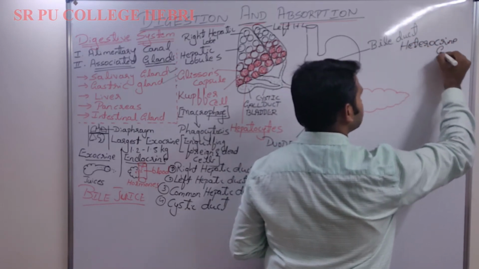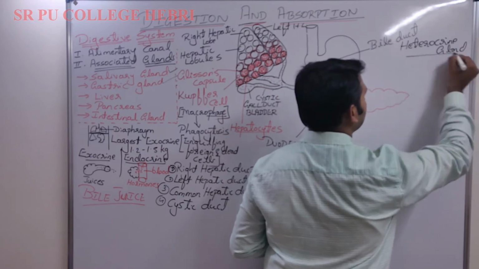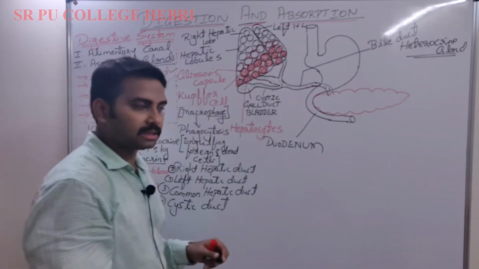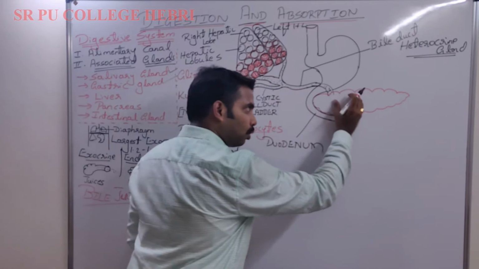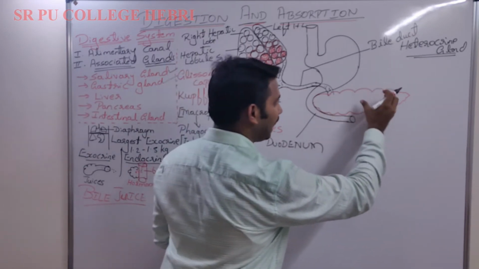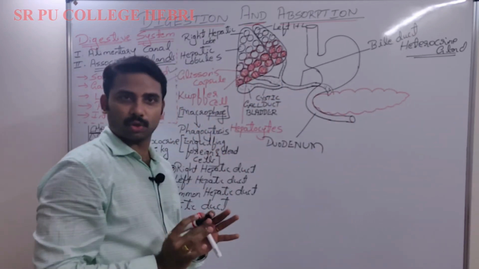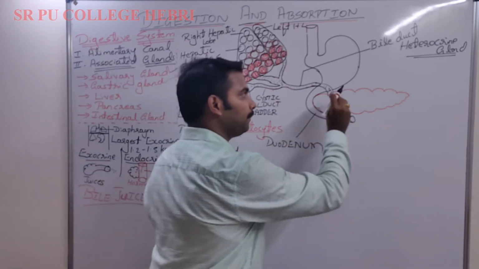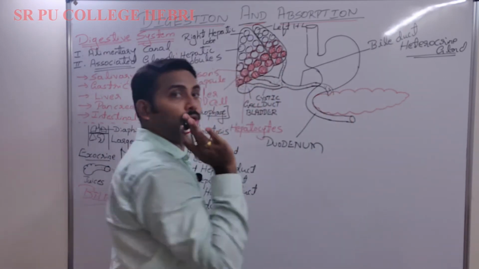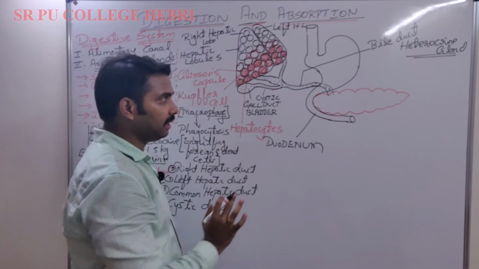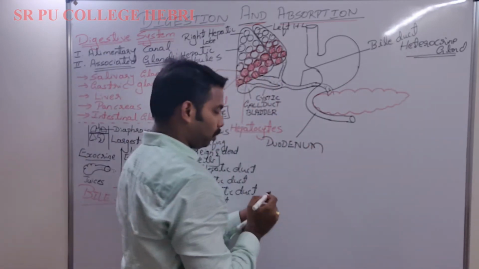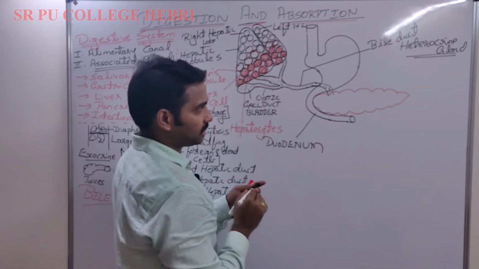What? It is a heterocrine gland. What does this mean? It has an exocrine part also, it has an endocrine part also. It is made up of both exocrine and endocrine parts. Is that clear? That is why it is called what? Heterocrine gland.